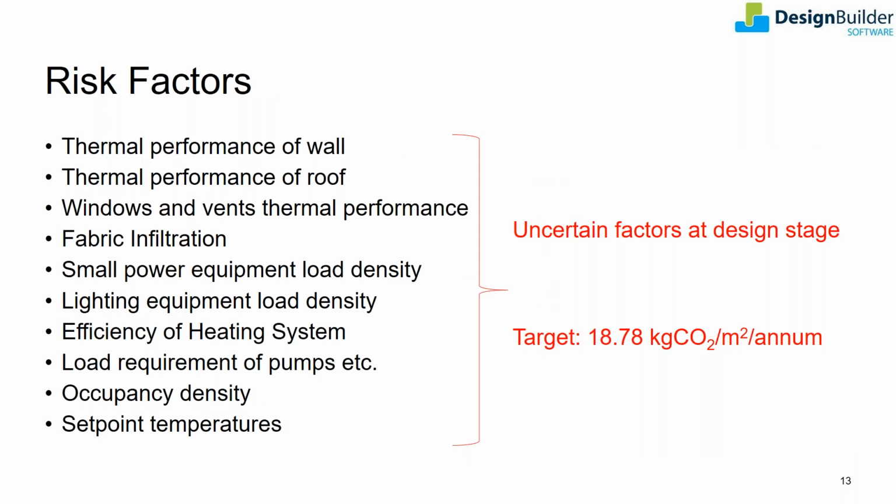Following is the condensed list of areas which were identified by the project team during the design stage and are relevant to the output objectives of meeting the desired performance target of 18.78 kilograms of CO2 per meter square per annum. These factors related to fabric, equipment, specification, and usage of building.